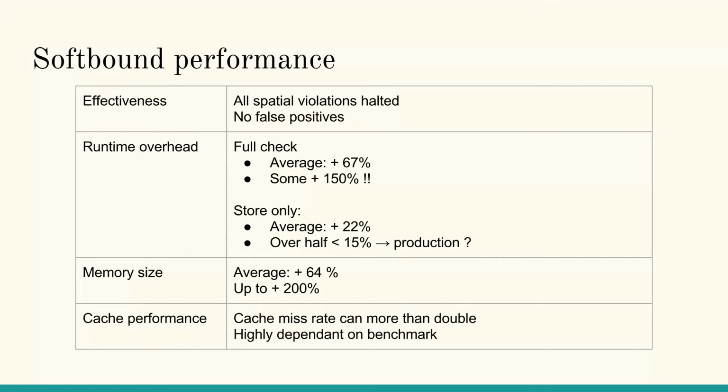However, there's also the problem of memory size. On average, it uses 64% more memory, but it can go up to 200% more since each pointer has 3 values. The cache also cripples its performance because of the extra table that needs to be looked up. This can cause the cache miss rate to more than double, but this is highly dependent on the benchmark because some benchmarks don't even need that many lookups to this table because they can be optimized in such ways that it's not needed.